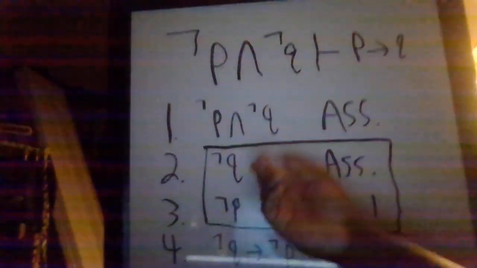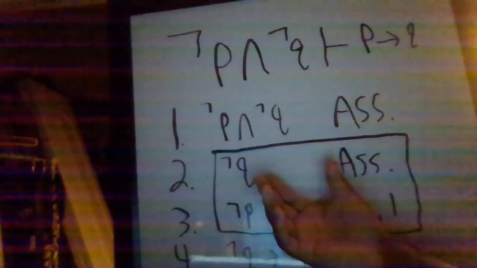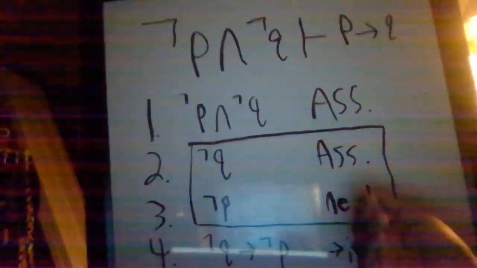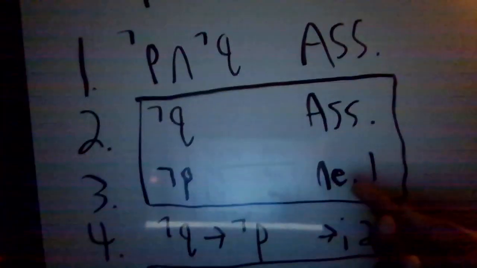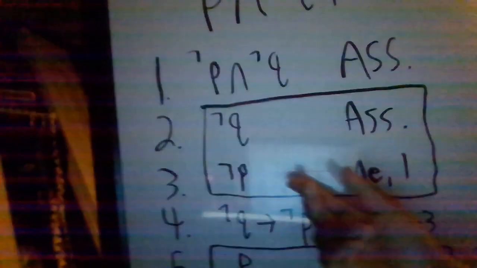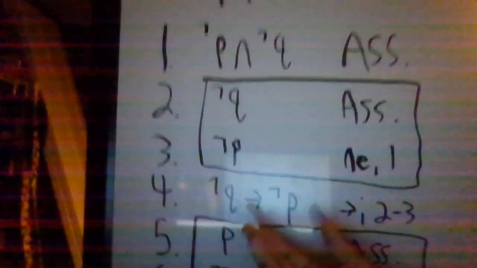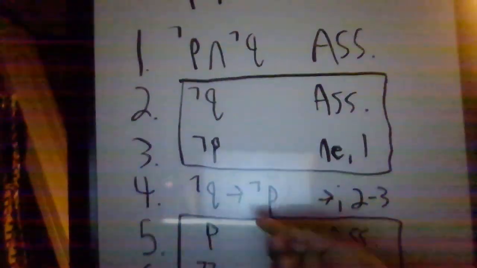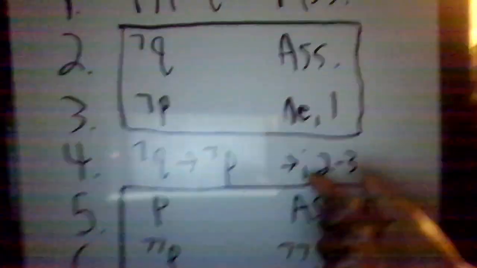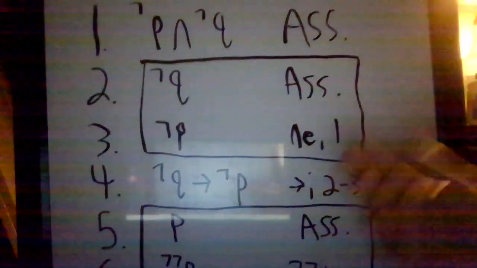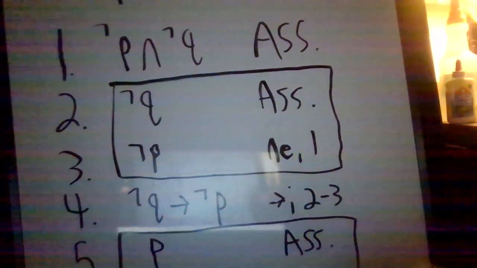So if I assume that we don't have Q, we have not Q, I can actually use then the conjunction elimination for line 1 to get not P. And so from here, I have the implication not Q implies not P. And that's with the implication introduction for lines 2 through 3.